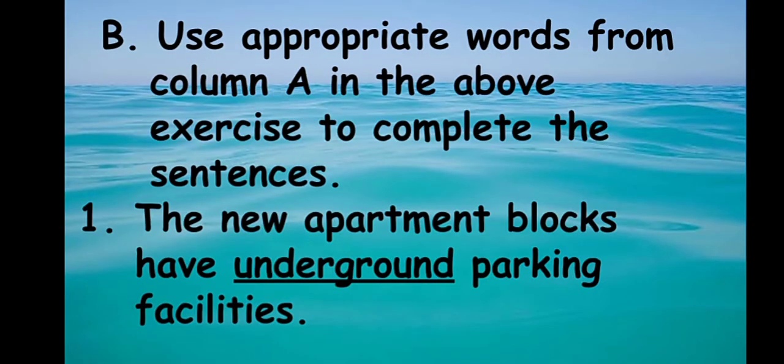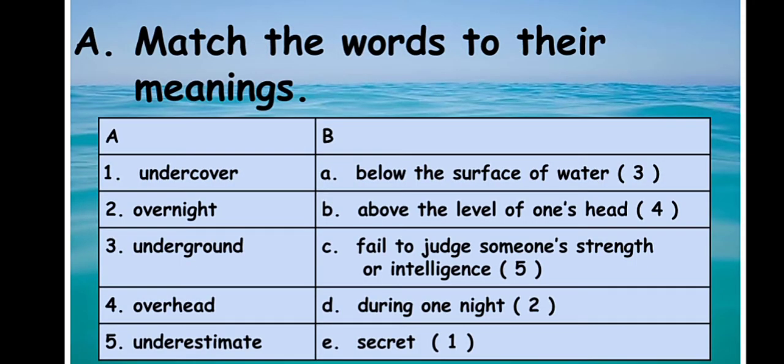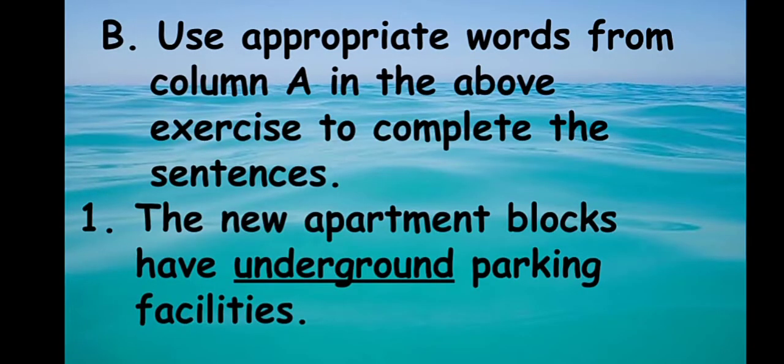Let's go to the next section, exercise B. Use appropriate words from column A in the above exercise to complete the sentences. I'll once again read the heading. Use appropriate words from column A in the above exercise to complete the sentences. In exercise A, we found the meanings for these words, yes or no? So these words you have to use in exercise B. Did you understand? You have to use the words of exercise A to complete the sentences of exercise B.